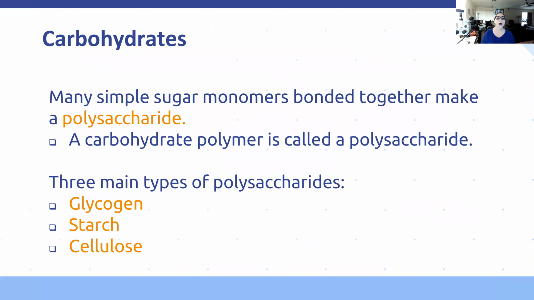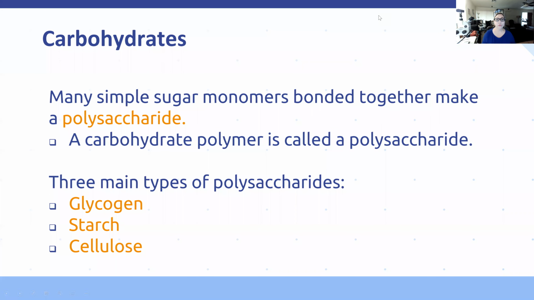Okay, so you learned about monosaccharides and disaccharides. So now we are going to talk about polysaccharides, which I gave you the definition right here on the slide. A polysaccharide is many simple sugars, or monosaccharides, bonded together. Now, a disaccharide is not the same thing. Poly means many. So I'm going to write that down for you.